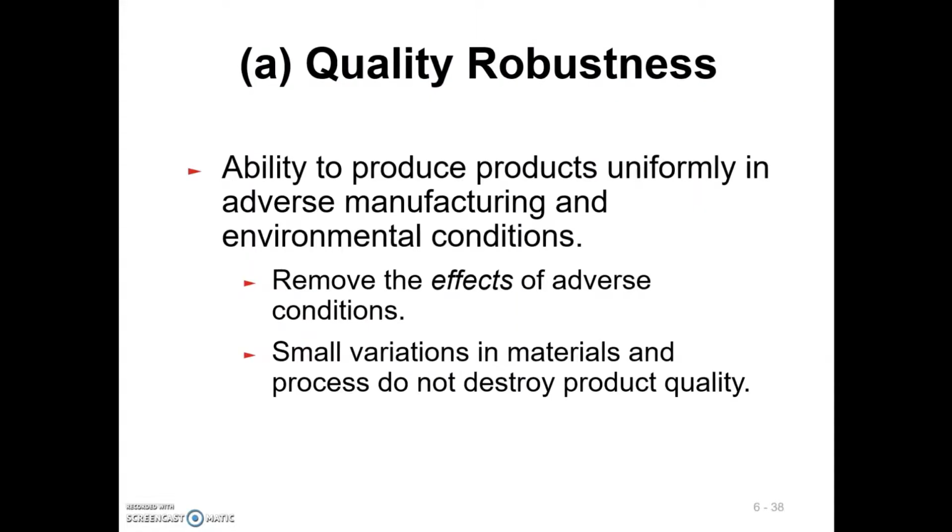Quality robustness is the ability to produce products uniformly in adverse manufacturing and environmental conditions. So it basically means that, for example, if you were using an oven to produce your product and there is a variation of 1 or 2 degrees higher or lower, it would not affect your final product. So you remove the effects of adverse conditions, and small variations in materials and process do not destroy product quality.